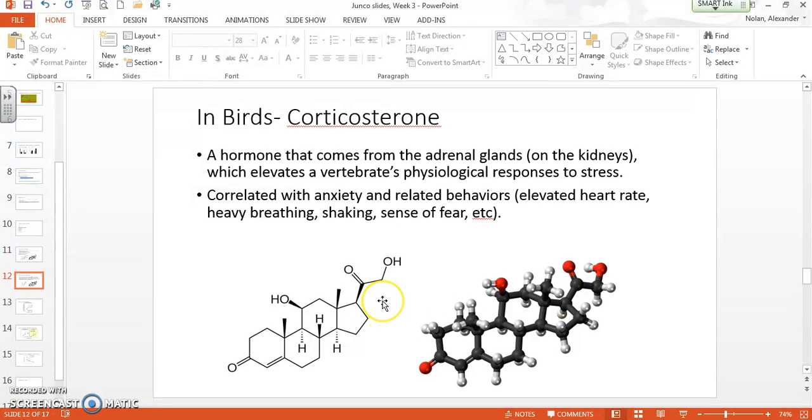They have a slightly different chemical called corticosterone. It has the same effect on birds that it has on people. It comes from their adrenal glands, which are near your kidneys. It elevates their physiological responses to stress, just like it does in humans. It's correlated with anxiety and related behaviors such as higher heart rate, heavy breathing, shaking, sense of fear, etc. So this chemical is partly responsible for when birds feel very nervous.